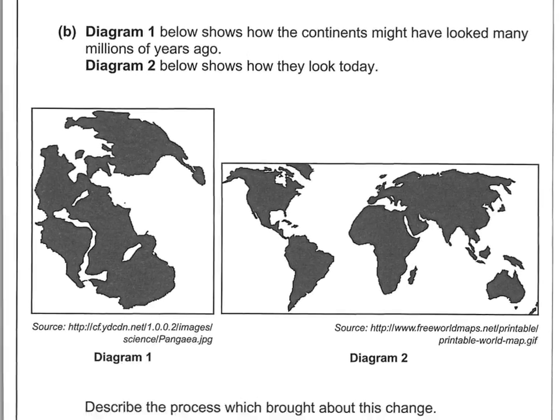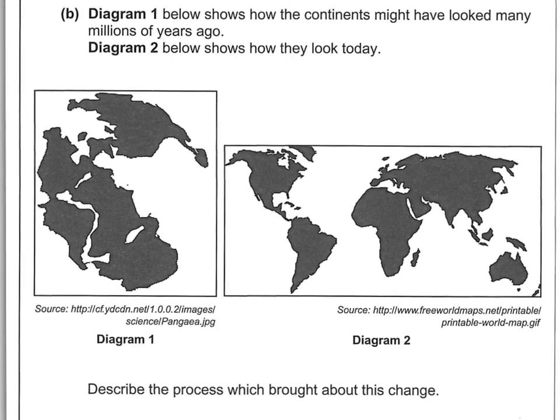Okay, so diagram 1 shows how the continents might have looked many millions of years ago. Diagram 2 shows how they look today. So you can see from the title here, this is a picture of what was referred to as Pangaea, where the continents were all those years ago. And it says, describe the process which brought about this change.